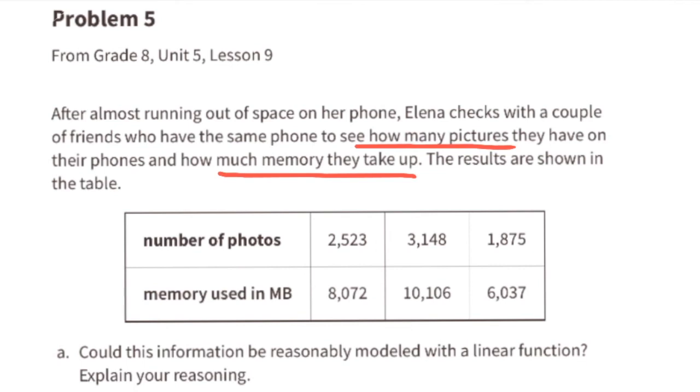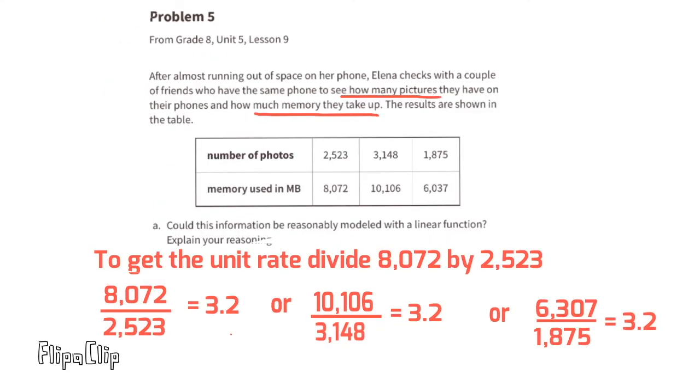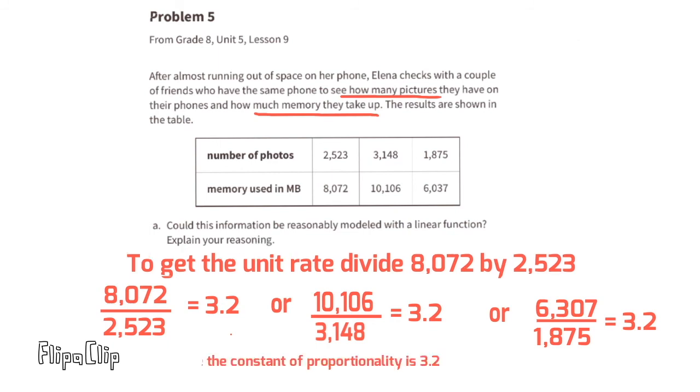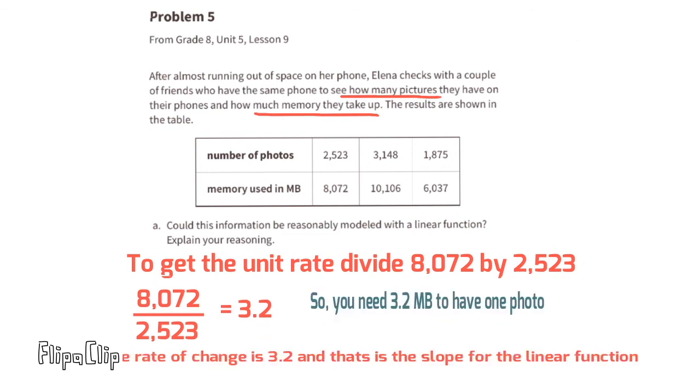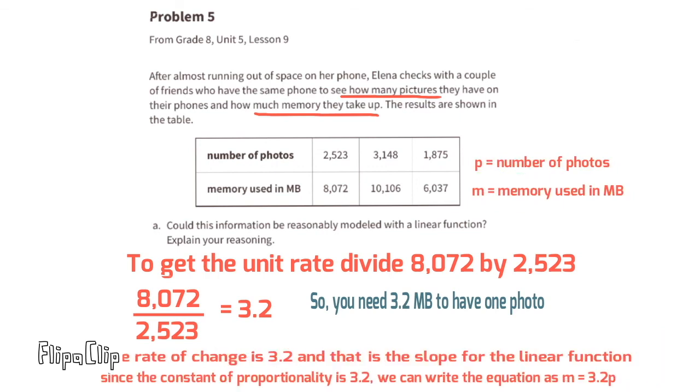A. Could this information be reasonably modeled with a linear function? Explain your reasoning. To get the unit rate, divide 8,072 by 2,523. Since the number of photos divided by the memory used equals 3.2 in all three situations, then yes, this is a linear function. The constant of proportionality is 3.2. So you need 3.2 megabytes to have one photo. The rate of change is 3.2, and that is the slope for a linear function. We can write the equation as m equals 3.2p.